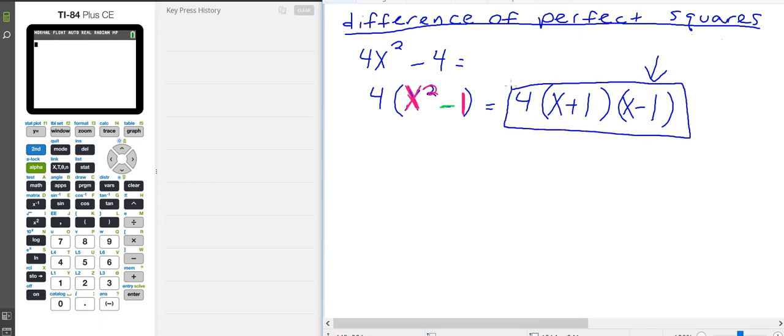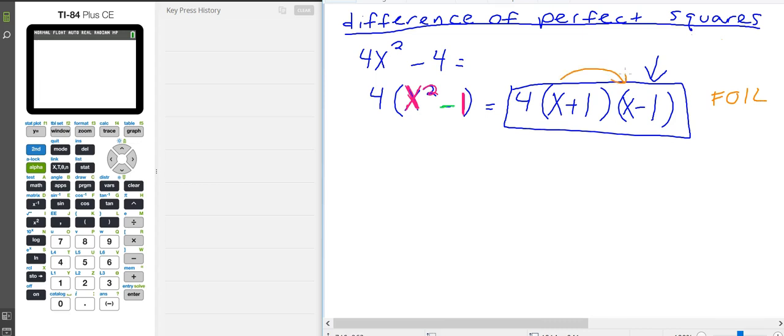You want to FOIL back to see if you got it right. So you could either distribute the 4 over here and over here, and then multiply whatever you get by x minus 1, this term over here. Or what you could do is first do the FOIL of the x plus 1 and the x minus 1, and then distribute the 4, which is I think what we'll do. So we're first going to FOIL x plus 1 and x minus 1.